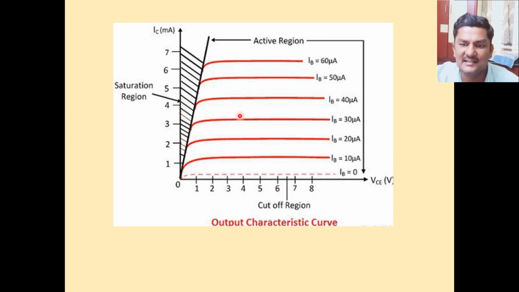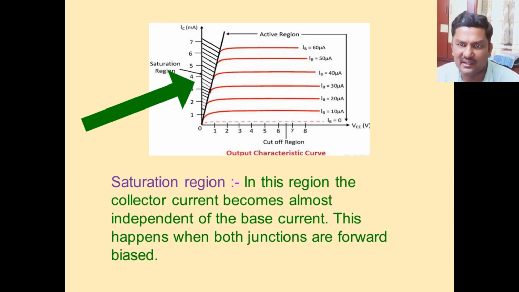And this is another region, the saturation region. And the third part is this region, the red part, the active region. Cutoff region, saturation region, and active region. From the output characteristics graph of a transistor, I mentioned three different regions: cutoff region, saturation region, and active region.